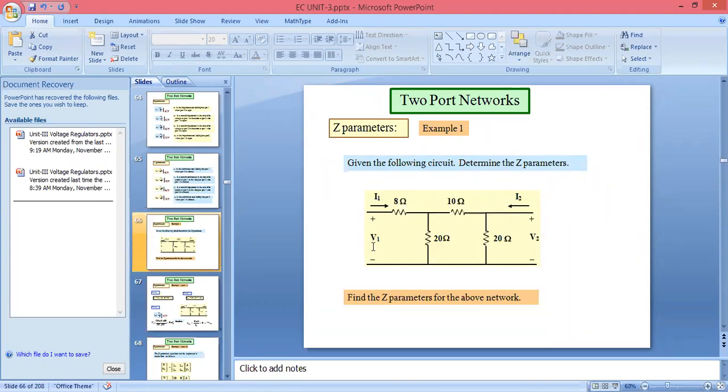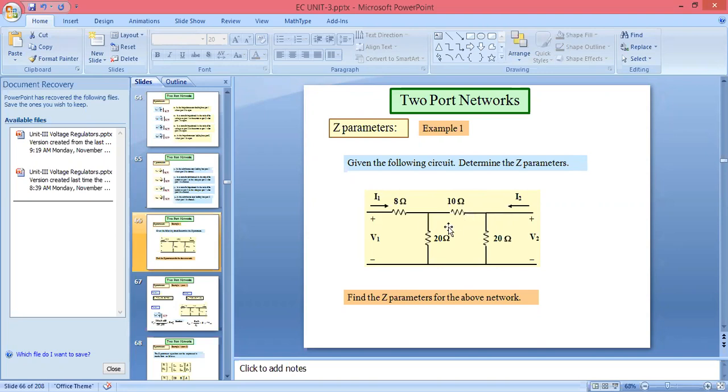Where do we have to calculate Z11? For port 1. So how can we consider? We can consider here port 2 as an open circuit. If we are considering port 2 as an open circuit, these two wires will be removed. We can see that this 20 ohm resistor will be connected in series. So we can take 10 plus 20, 30 ohm. But if you see here, 30 ohm will be connected, 20 ohm will be connected, 8 ohm will be connected.